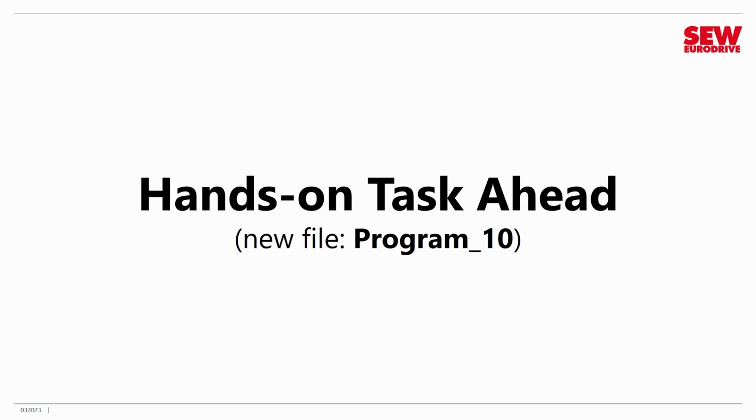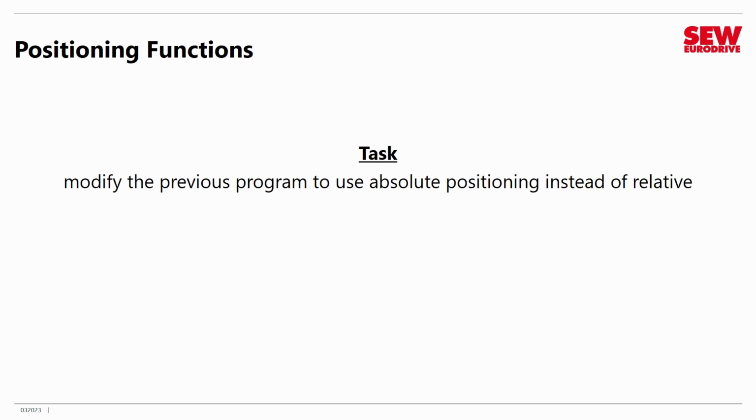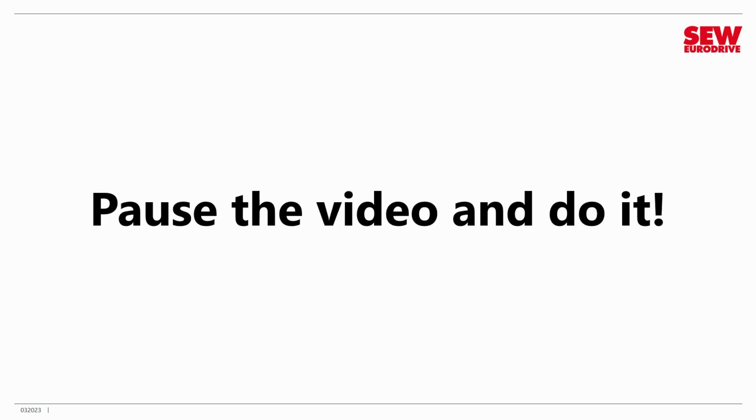All right, time for another hands-on task. This one will be a new program, but I, again, would simply copy program 9 because most of the code is the same. Call it program 10. What I want you to do is really simple. Just modify your previous program to use absolute positioning instead of relative. So you're just going to have to make a few quick tweaks, and it should work just fine. So go and do it.